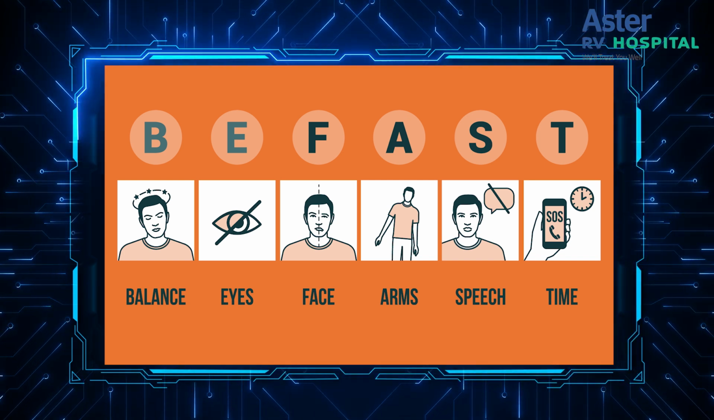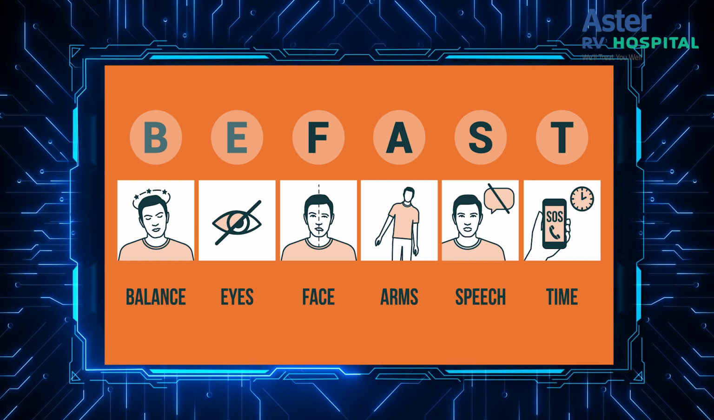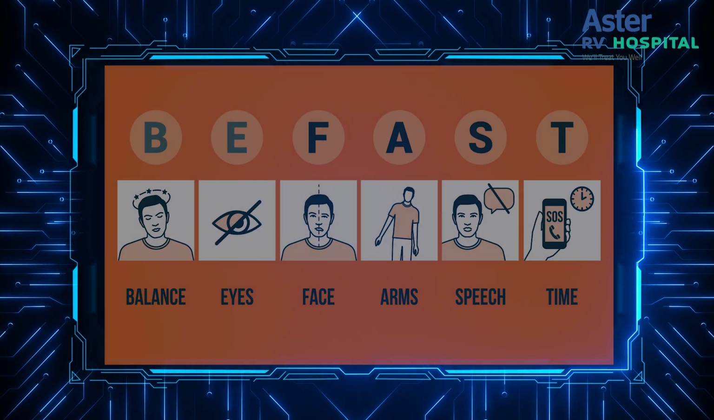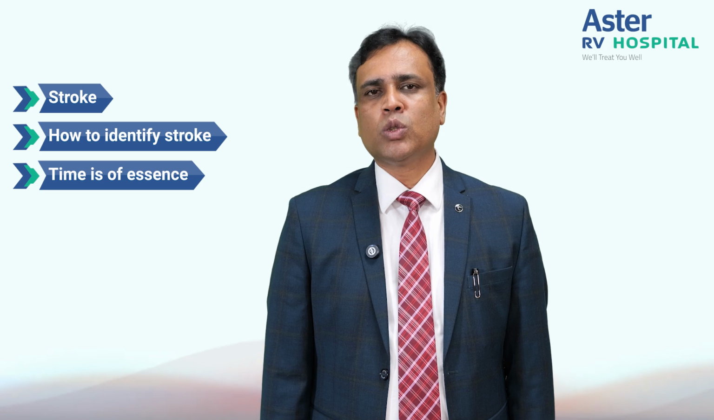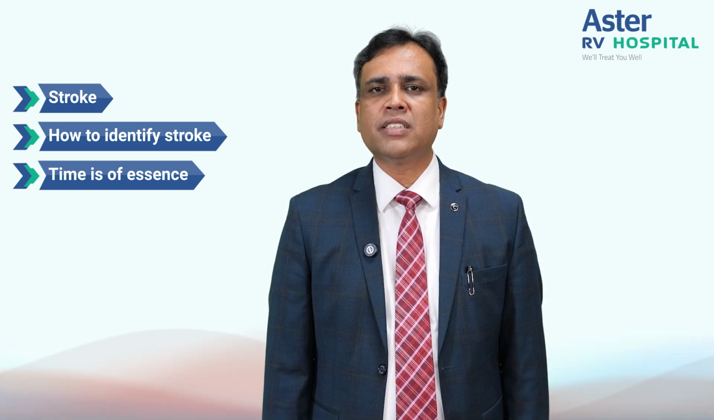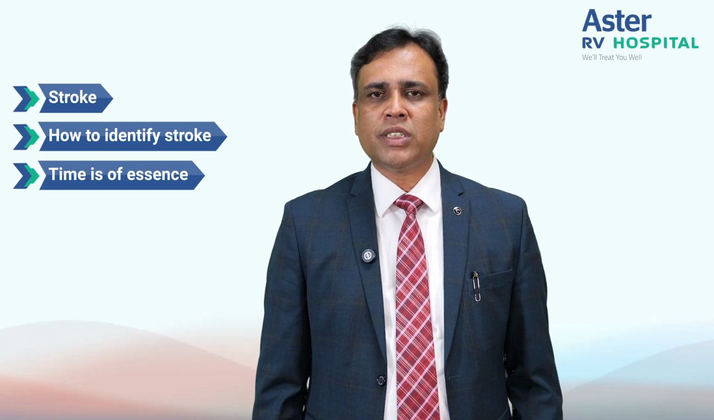The last, T, stands for time, that is, time is brain and brain is time, because every 1 minute you lose, you are losing millions of neurons. That is the amount of nerve cells which are going to die. It amounts to about 17 kilometers of neurons dying if you lose 1 minute of time. That is why the brain is very important. Time is brain, you should save time.